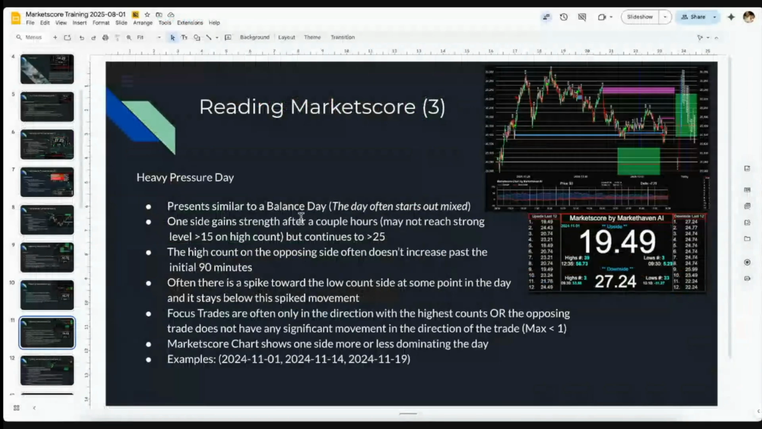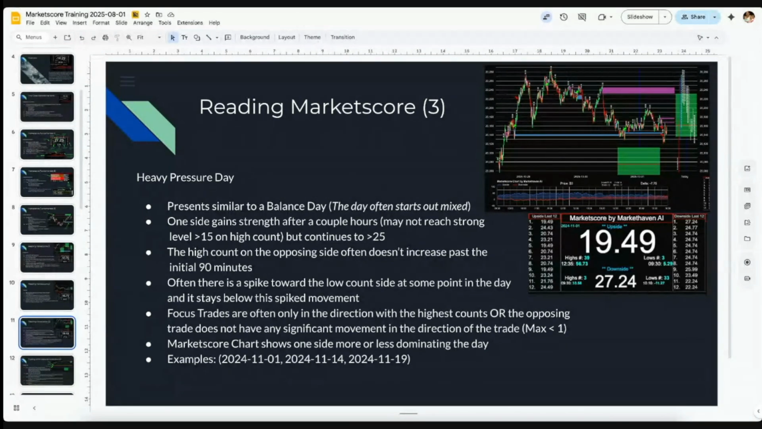High pressure days, very similar. The main difference is the number of new highs. So this one looks, sometimes you would look at this and you would think that it was a balanced day because it does come up and then it comes back down and gets very near to the open. But the amount of pressure to the one side is substantial. And the high count on the opposing side often doesn't increase past the 90-minute mark. Often there's a spike toward the low or the low count side at some point during the day, which in this case, it goes up and then it comes back down. It comes back down a couple times.